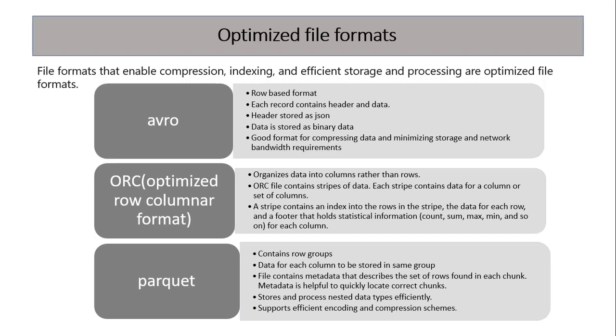So let's look into the different features or benefits of each file format. For example, Avro. Avro is a row-based format, and it was created by Apache. Each record in this contains a header and data, where the header is a description of the data, and we can call that data a record. This header is stored as JSON, and data is stored as binary data.